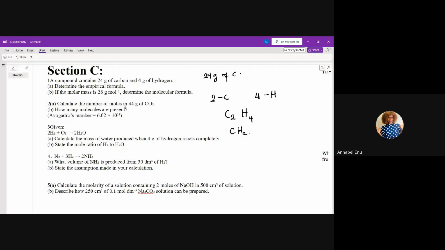The question two: the number of moles in 4 grams of CO2. We know the formula for number of moles. Number of moles is equal to what? Mass over molar mass.